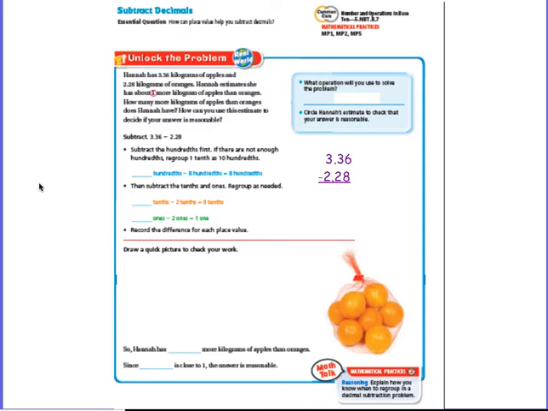Okay, so let's first estimate. If I look at the 3 and 36 hundredths, the 3 in the tenths place tells my whole number to stay the same, so 3, and the 2 in the tenths place of my oranges tells my whole number to stay the same. 3 wholes subtracted by 2 wholes equals 1 whole. So I would say she did a good estimate.